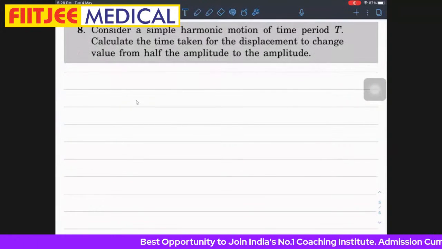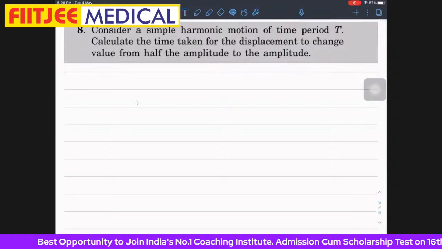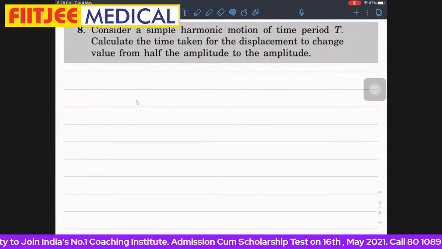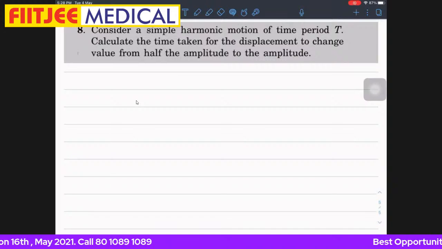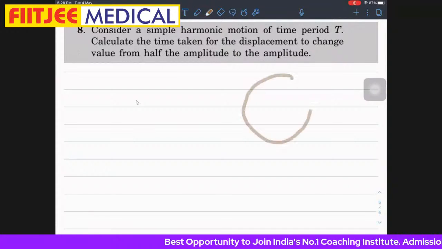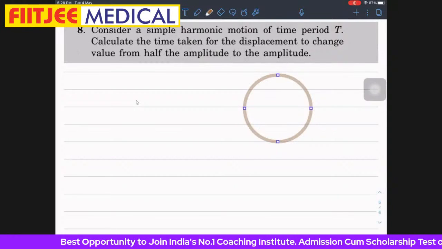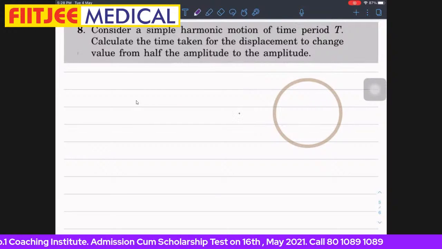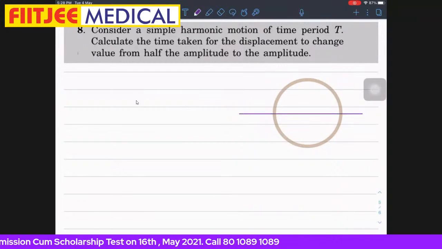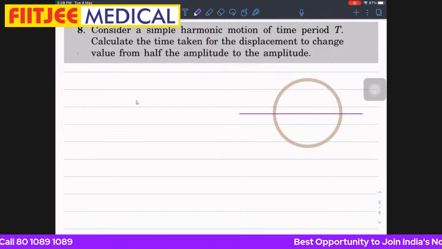Consider a simple harmonic motion of time period T. Calculate the time taken for the displacement to change from half of the amplitude to the amplitude. So suppose I take a circle. This is the easier way to do problems related to the phase diagram. Whenever you have to calculate the time or the phase constant, this way of doing the problem is easier. The normal equation method can also be used.